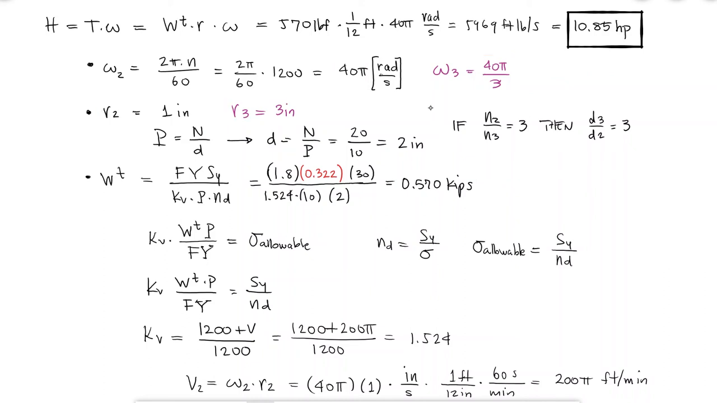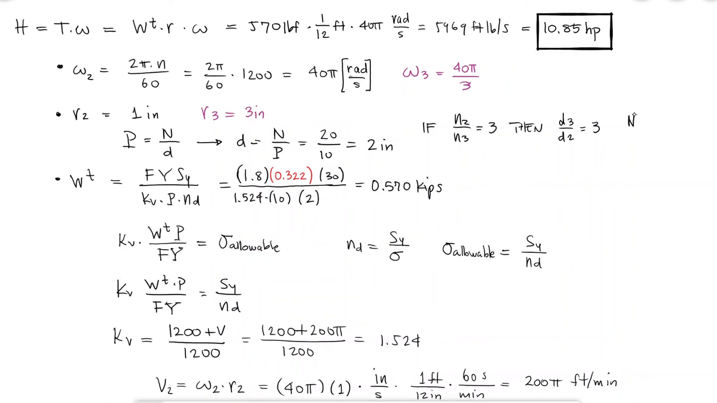For the tangential force, the face is still 1.8, the yield strength is still 30 ksi, the pitch line velocity is the same for both teeth, as they're both in contact as they move. The diametral pitch is the same, otherwise there would be interference between the gears. And the design factor is also 2. The only thing that would change here would be the Lewis form factor, as it is no longer that of a gear with 20 teeth, but a gear with 60 teeth.